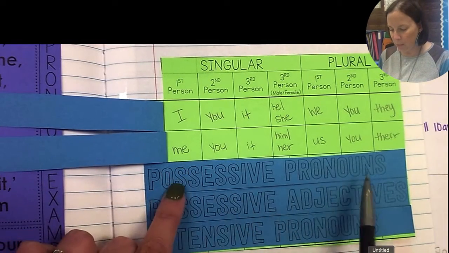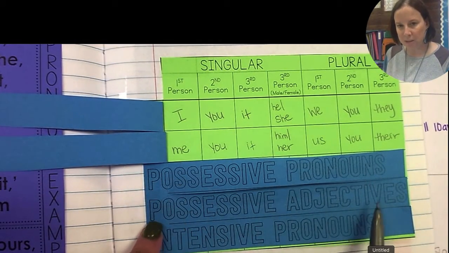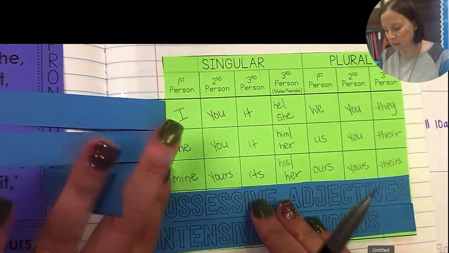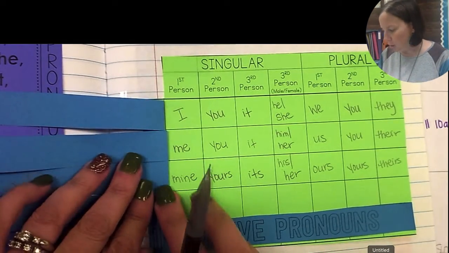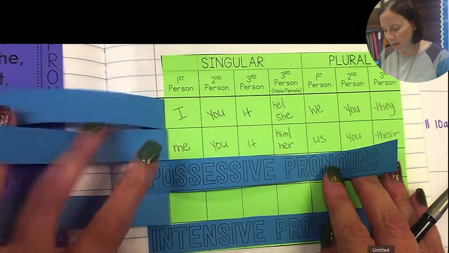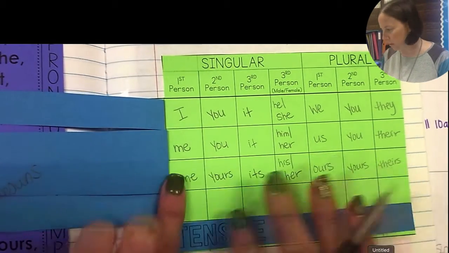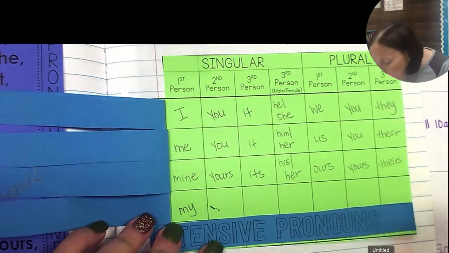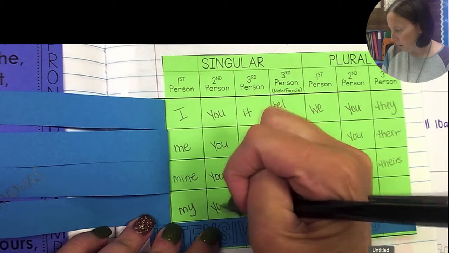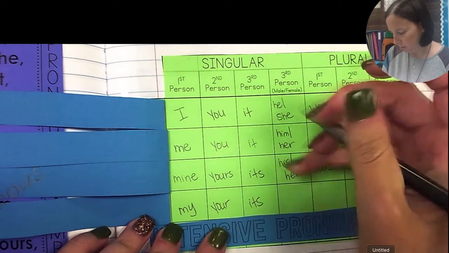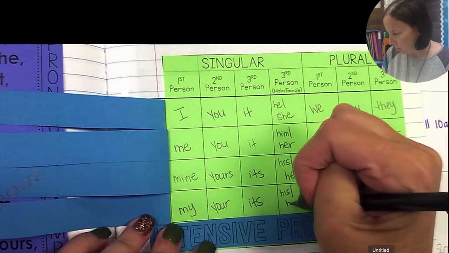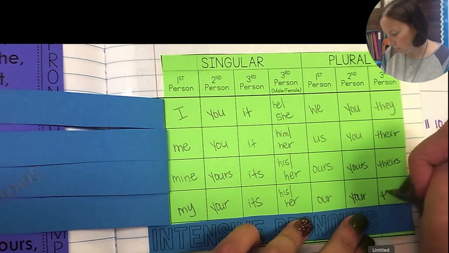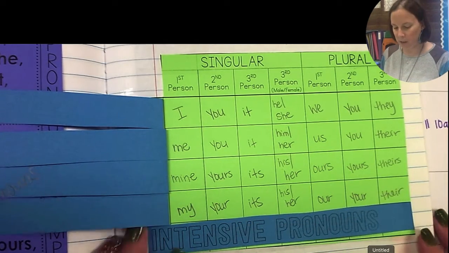Okay, so we're really talking about pronouns, but there are such things as possessive adjectives that look like pronouns. Now, we've talked about this in our mentor sentences a couple of times, okay? So I just want you to realize that these are possessive pronouns, and then these are going to be possessive adjectives. Okay, so those are our possessive adjectives.